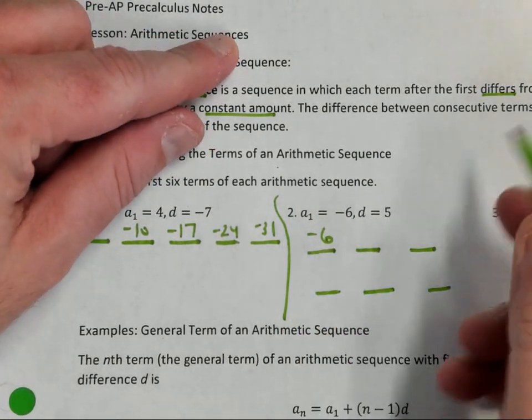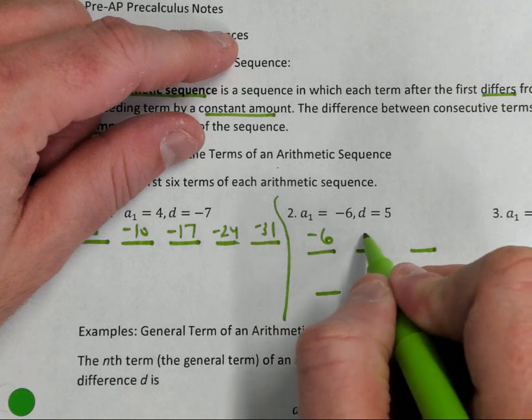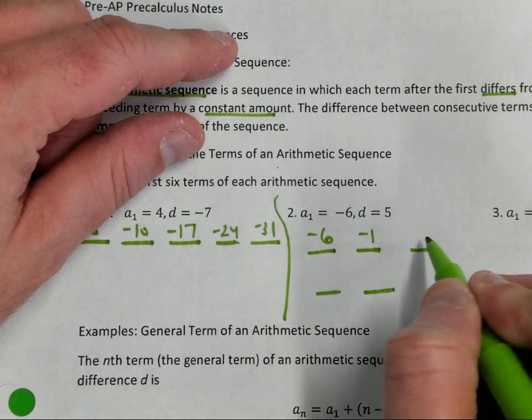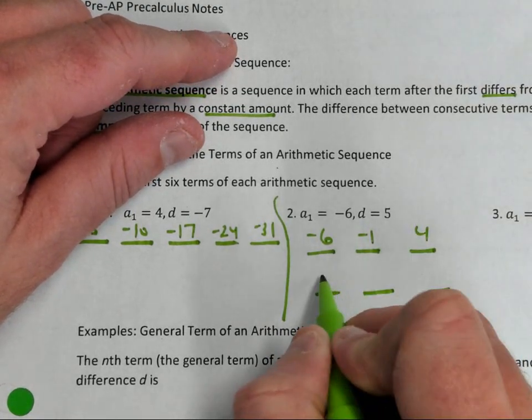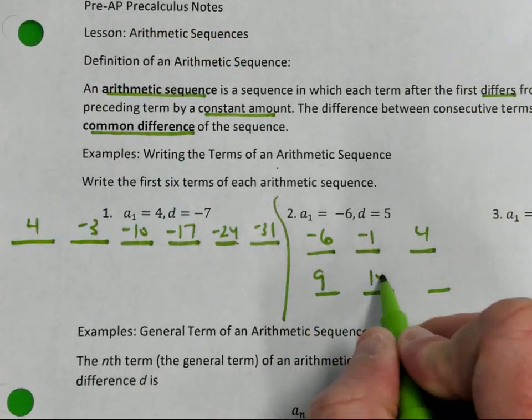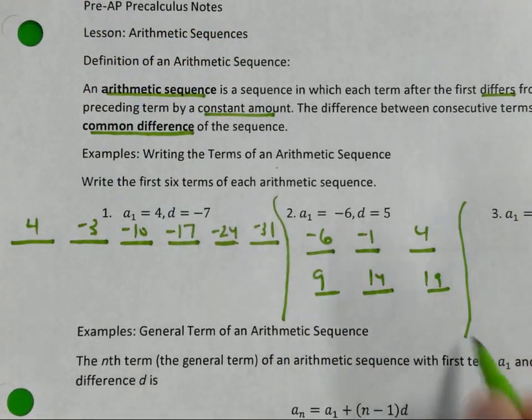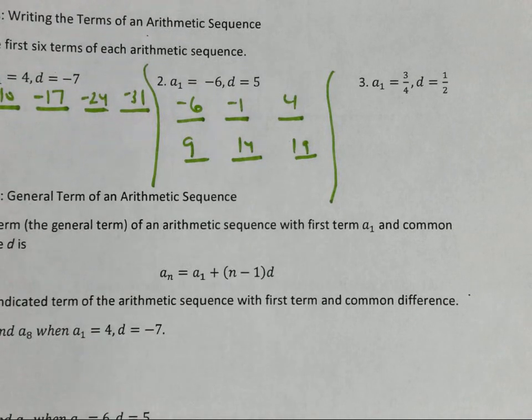And I'm going to add what to it? So negative 6 plus 5 is negative 1. Negative 1 plus 5 is 4. 4 plus 5 is 9. 14, 19. I want you to do number 3 on your own right now. Use your calculator.